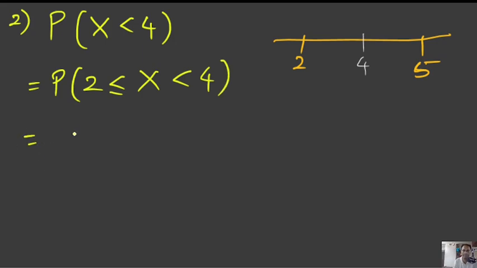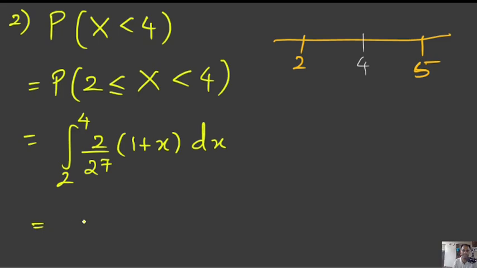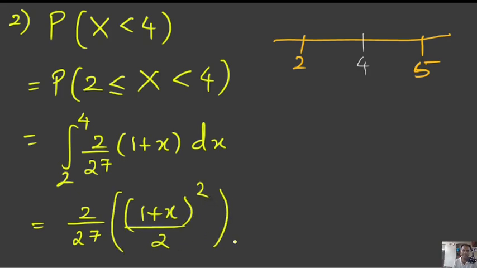Now you integrate this PDF from 2 to 4. The required PDF was 2 over 27 times 1 plus x dx. So on integration, 2 over 27, here you have 1 plus x the whole square over 2, from 2 to 4. So on integration you have 1 over 27 times 5 square minus, here you will have 3 square.